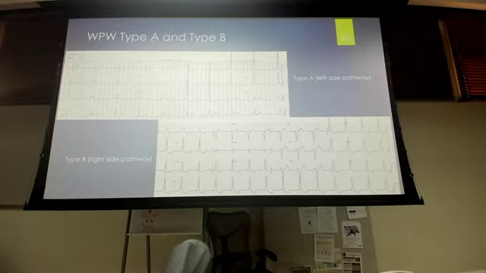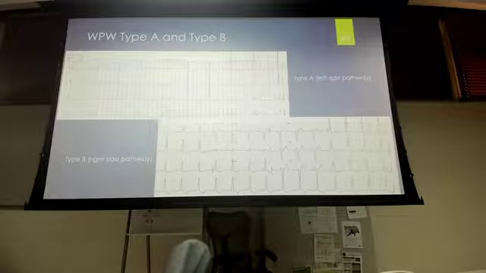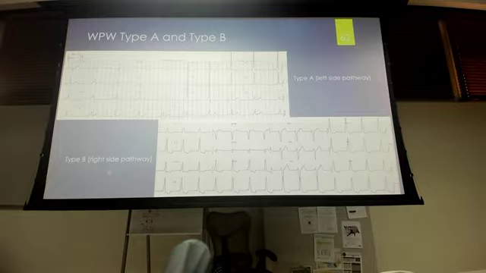So it can be type A or type B. On type A, the accessory highway is located on the left side of the heart, between the left atrium and left ventricle. And then type B is the right-sided pathway, on the right side of the heart. Both of these are going to have a short PR interval, whether it's on the right or the left. Both of them are going to have a delta wave. And that's what's really important for you guys to know.